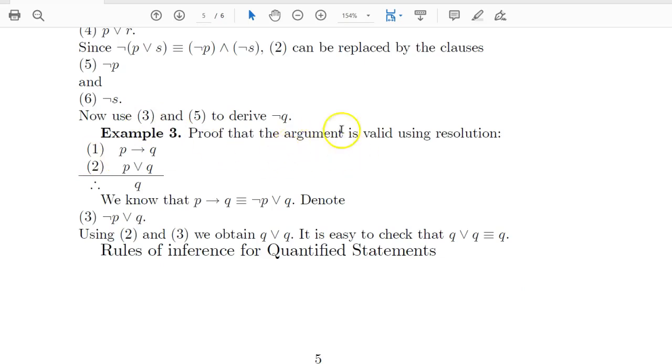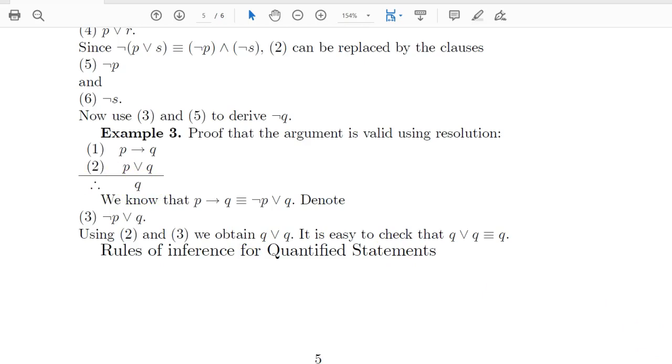Example 3. Prove that the argument is valid using resolution. We replace 1 with not P or Q. We denote this by 3. Now 2 and 3 can be used. Eliminate P and not P. Derive Q or Q, but Q or Q is equivalent to Q, so we obtained the conclusion in example 3.